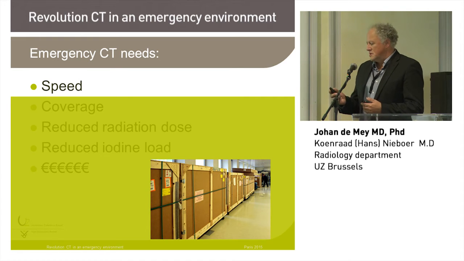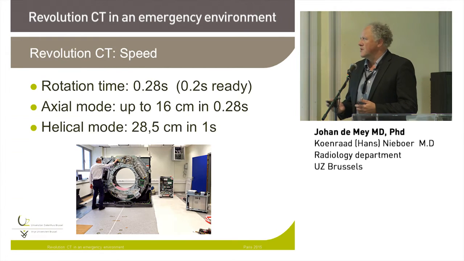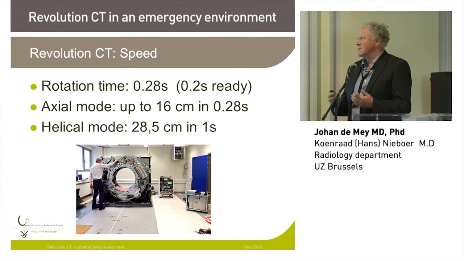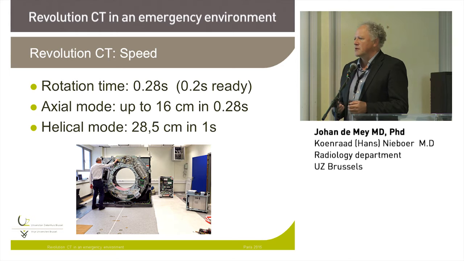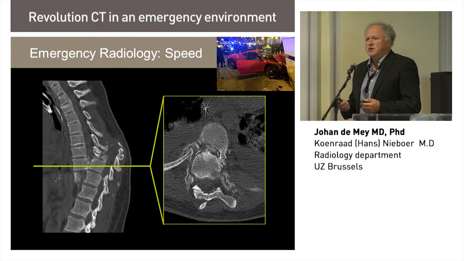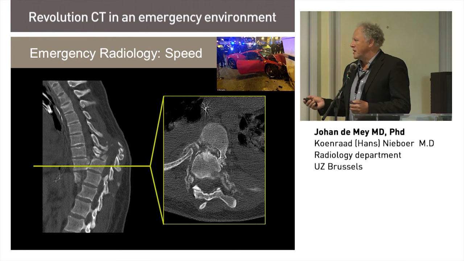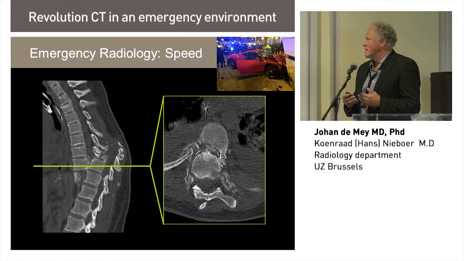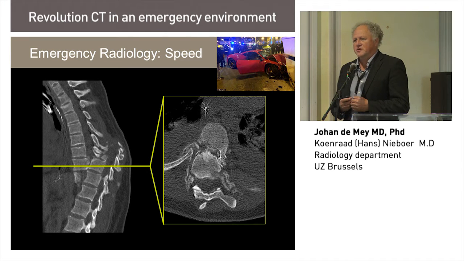So I think emergency needs speed. And if we look at the Revolution CT system, it gives us speed, rotation time, coverage, helical mode. We have a lot of speed in the system, and this covers emergency. And why do we need speed? I think we don't want to have those kinds of patients long on our table. We need the diagnosis as fast as possible, and we need them to get to surgery as fast as possible.